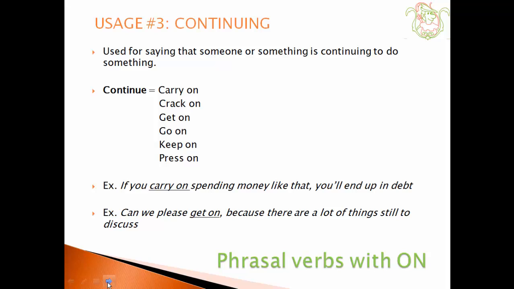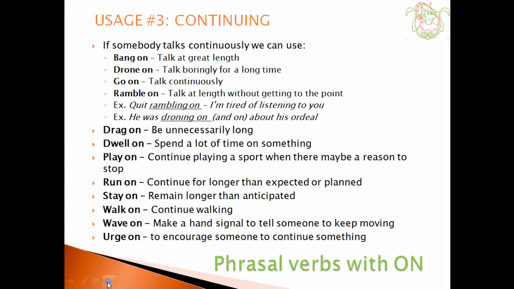Further examples of usage 3 is someone talks continuously. We can use the terms bang on, which is to talk at great length. My parents are always banging on about how much better life was 20 years ago. Or you could say drone on, which is to talk boringly for a long time. He was droning on and on about his ordeal.